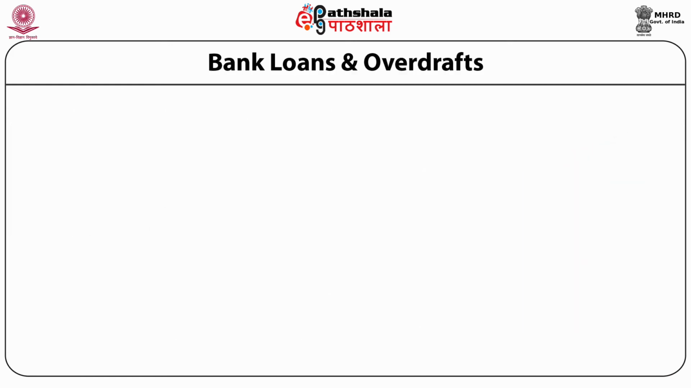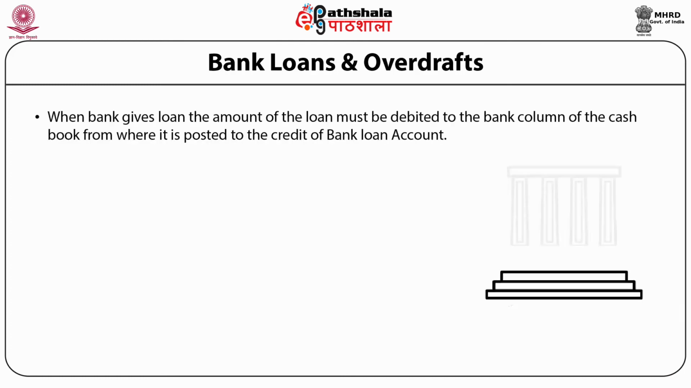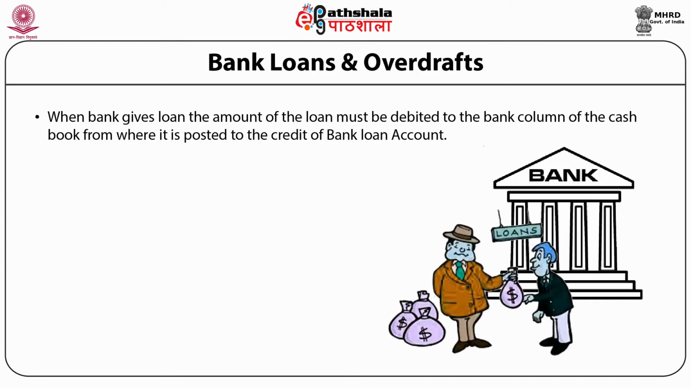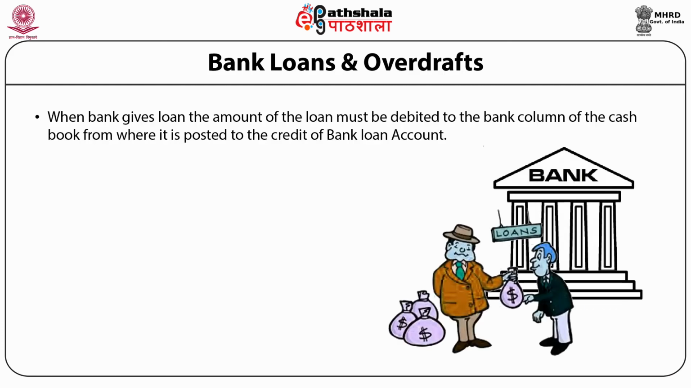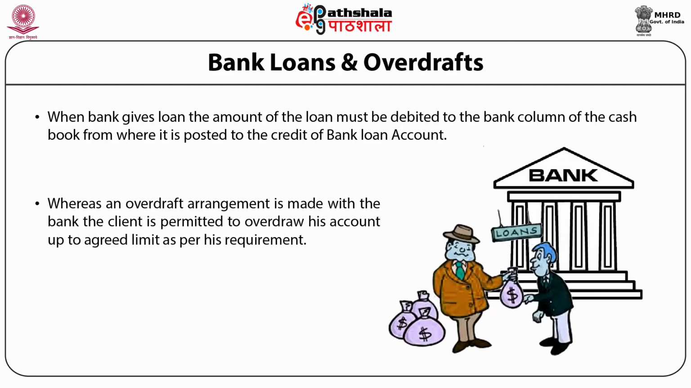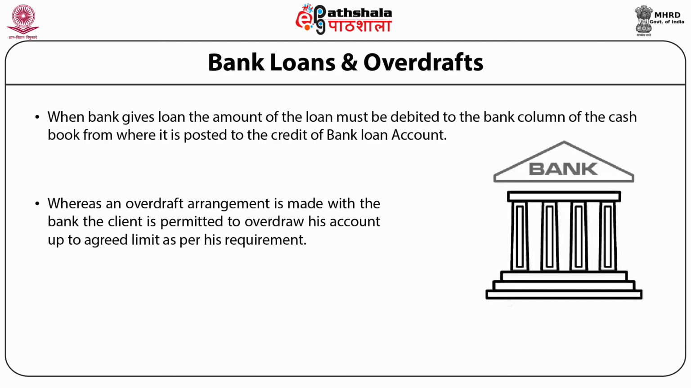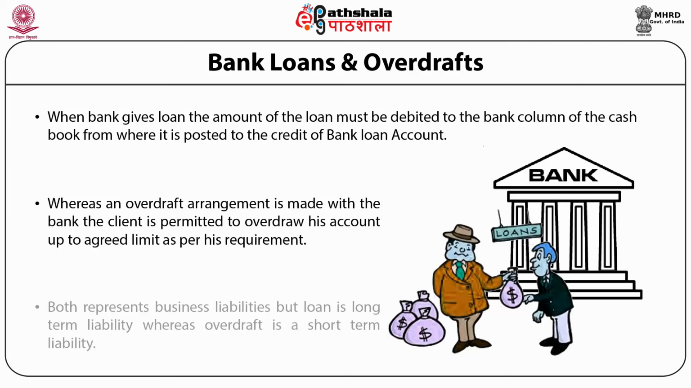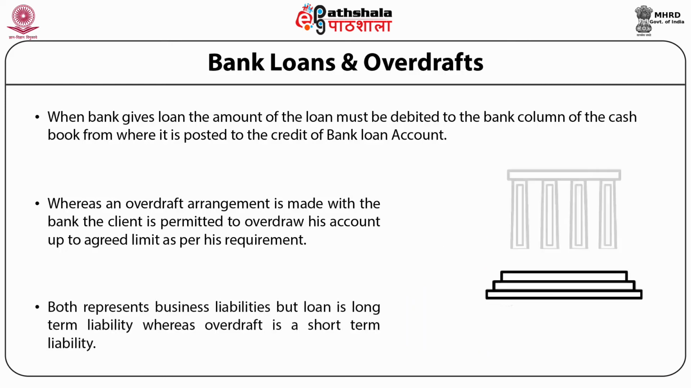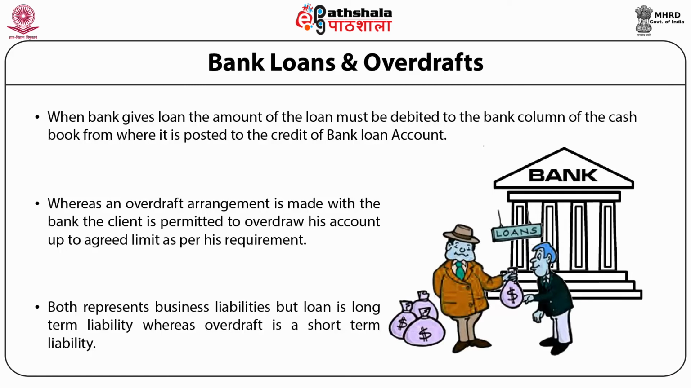Bank loans and overdrafts. When bank gives loan, the amount of loan must be debited to the bank column of the cash book, from where it is posted to the credit side of bank loan account. Whereas an overdraft arrangement is made with the bank, the client is permitted to overdraw his account up to agreed limit as per his requirement. Both represent business liabilities, but loan is long-term liability, whereas overdraft is a short-term liability.